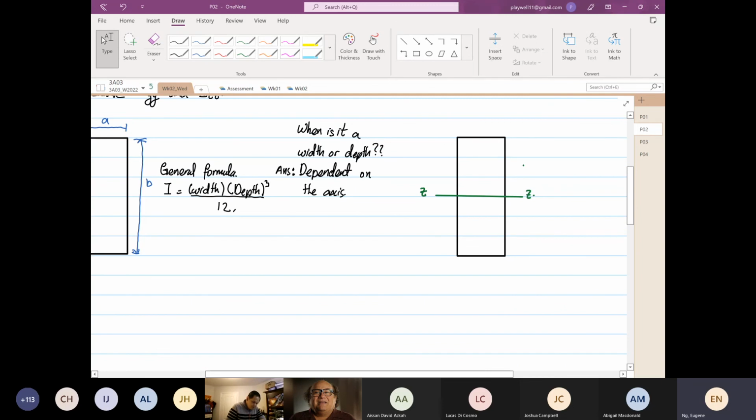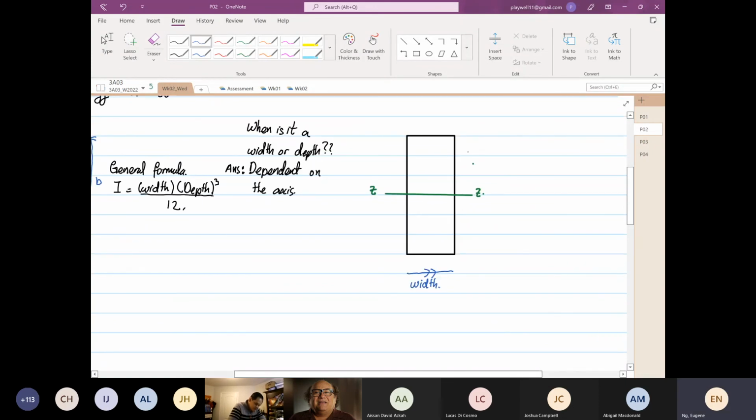So if your interest is ZZ, any geometry that is parallel to the ZZ axis is known as the width. Any geometry that is perpendicular is your depth. Okay. So for this case, the Izz is equal to the width is A, B cubed over 12. A lot of times we don't have problem with this.